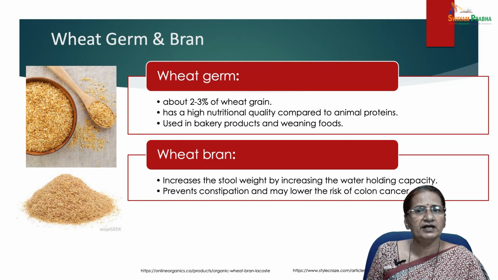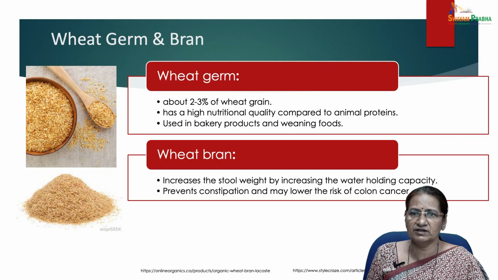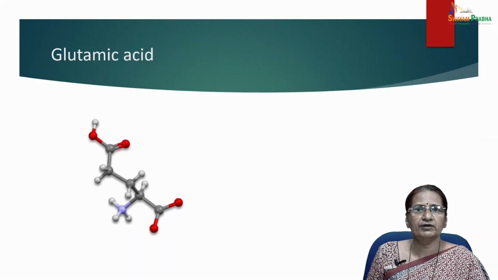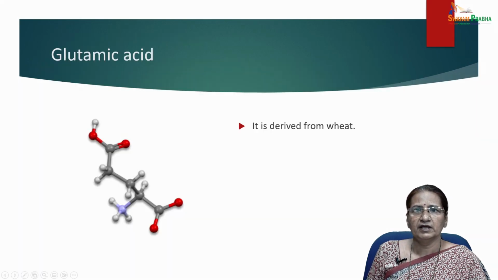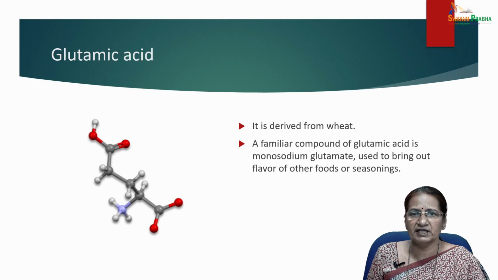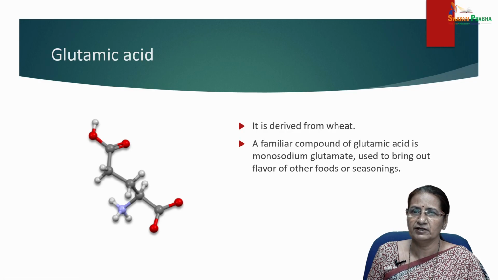Wheat bran. It increases the stool weight by increasing the water holding capacity, and it prevents constipation and may lower the risk of colon cancer. Now glutamic acid. It is derived from wheat. A familiar compound of glutamic acid is monosodium glutamate, used to bring out the flavor of other foods or seasonings.